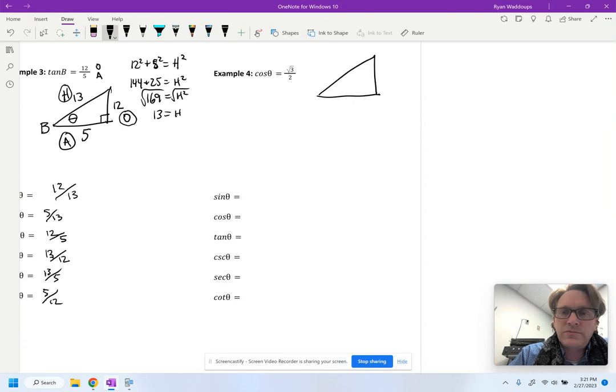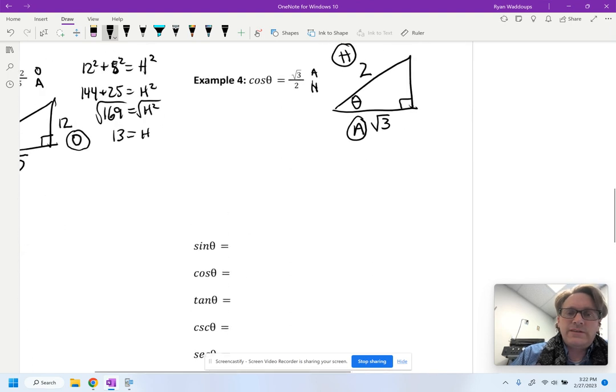So once again, we're just going to make a random kind of triangle here. I'm going to label this as theta. Cosine is, so ka, it's A over H. And so I put the adjacent over the hypotenuse. This is the hypotenuse, 2. I'm going to label it as the hypotenuse. And write square root of 3 then. The square root of 3 is right here, and that's my adjacent leg. And so I need to figure out what this is.